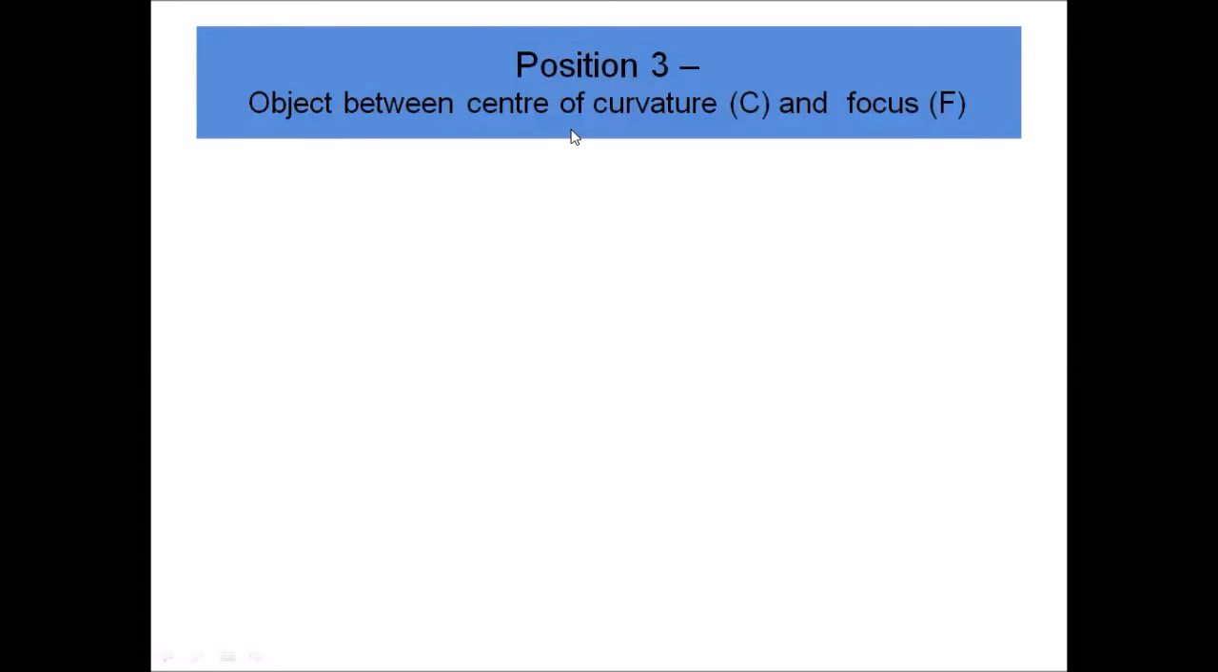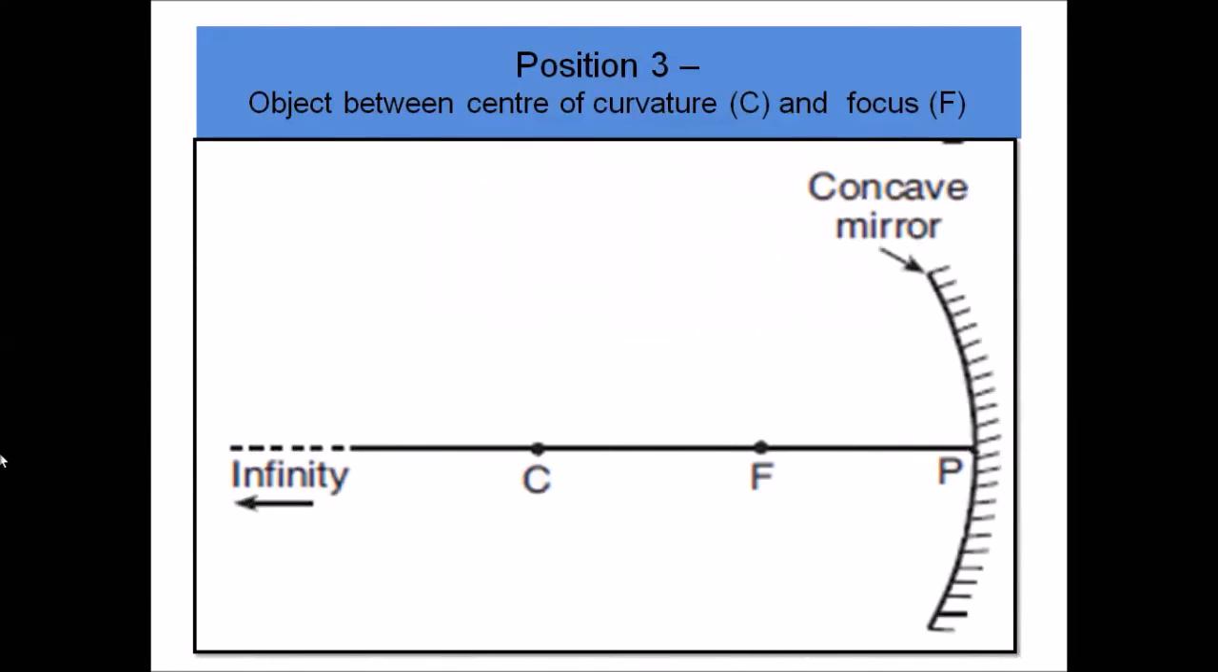So how will the diagram look? The diagram will look something like this. This is our basic diagram. This is our concave mirror with the reflecting side on the inside, the rough side on the outside, a principal axis, the center of curvature, focus and pole. Always we have to make this basic diagram for the concave mirror first.